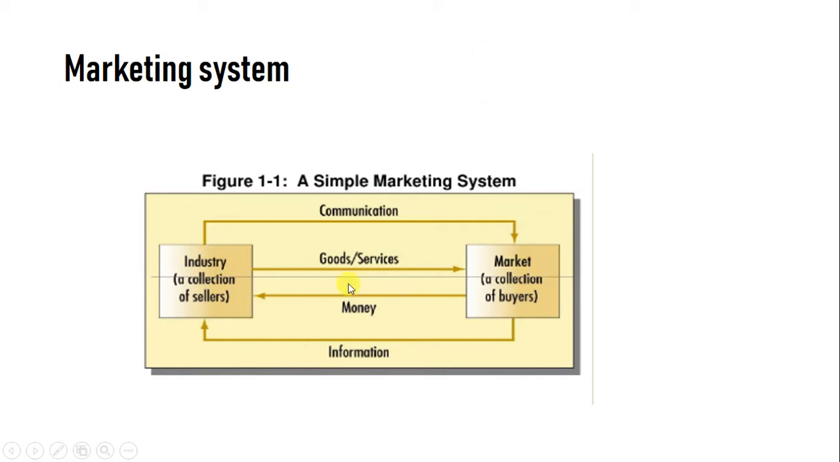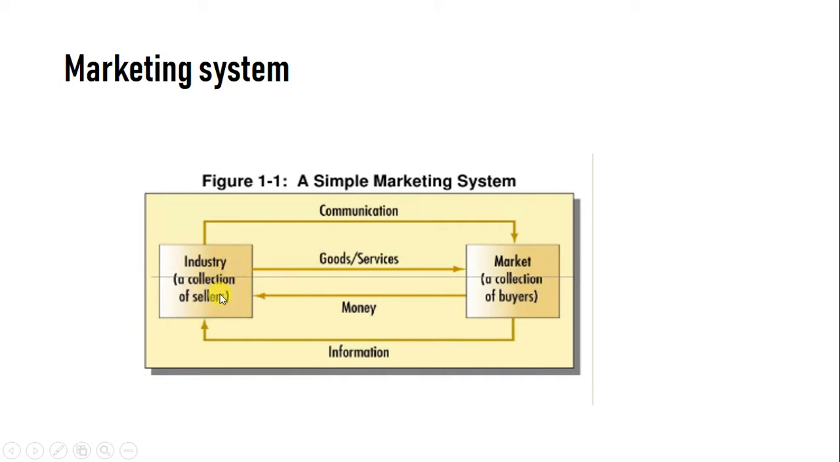So now we'll be talking about the marketing system. This is a basic marketing system model by Philip Kotler, and this is the industry. So what is an industry? An industry is a collection of sellers, and what is a market? A market is a collection of buyers. In the market the buyers are there, and in the industry the sellers are there. The sellers sell goods and services to the buyers. Okay, and in return for the goods and services, the buyers give them money, or in the old days they used to give services in return.